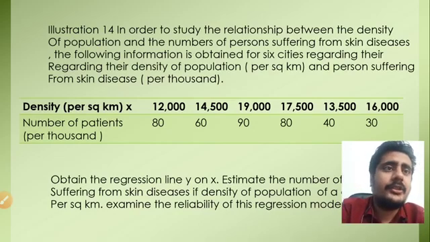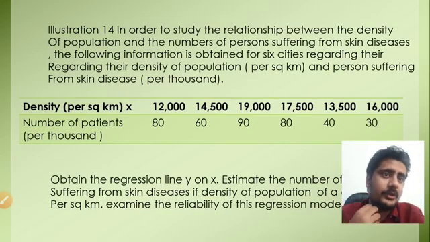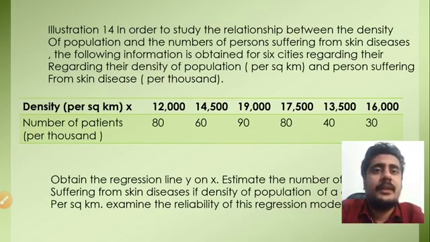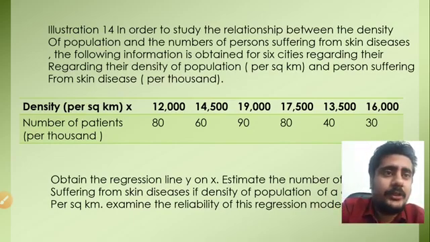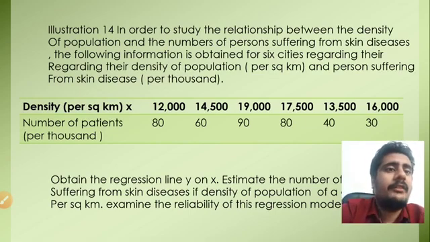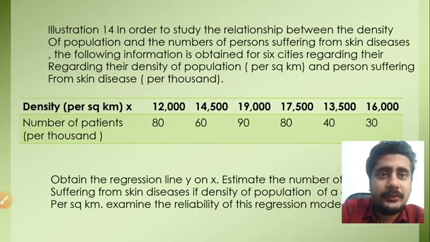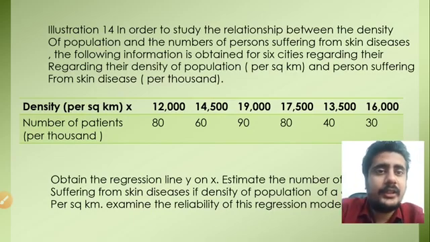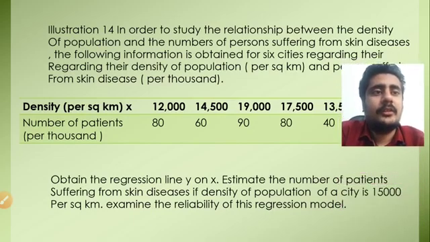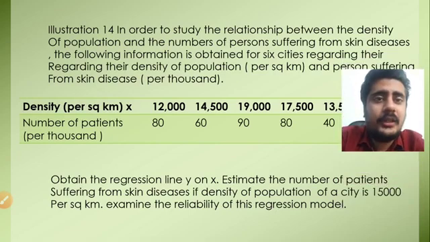In order to study the relationship between the density of population and number of persons suffering from skin diseases, the following information is obtained for 6 cities regarding the density of population per square kilometer and persons suffering from skin disease per 1000. Density is 12,000, 14,500, 19,000, 17,500, 13,500, 16,000. Number of patients per 1000: 80, 60, 90, 80, 40, 30. Now you can write what questions are asked.